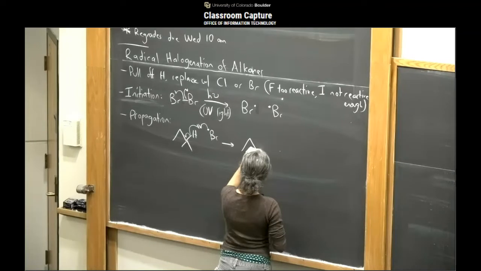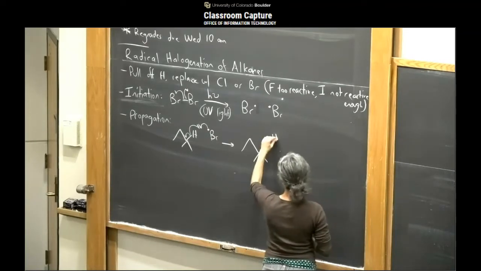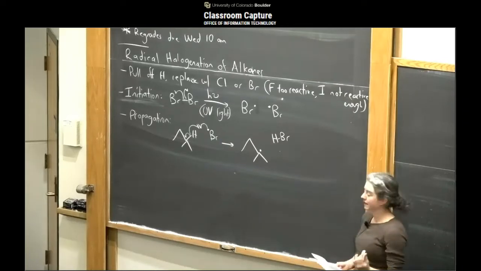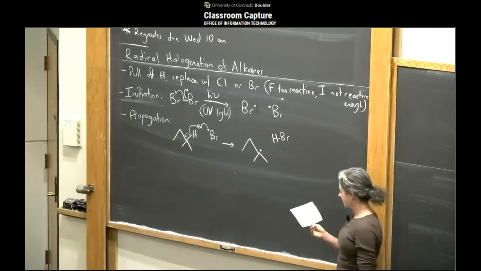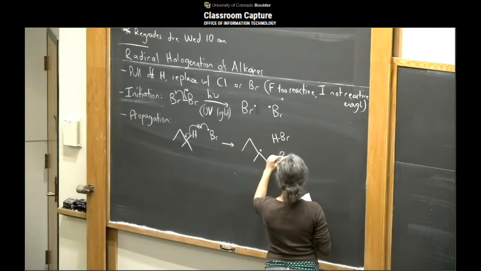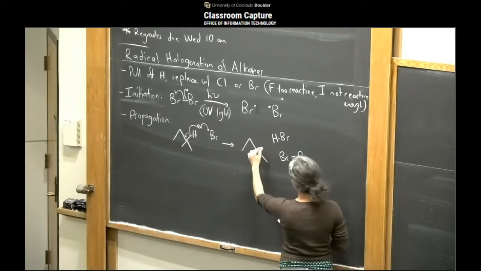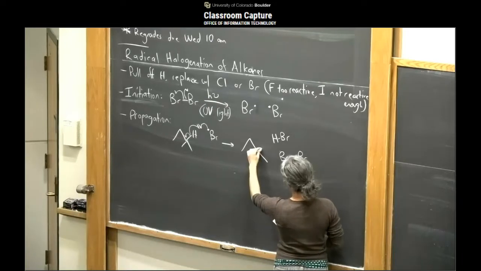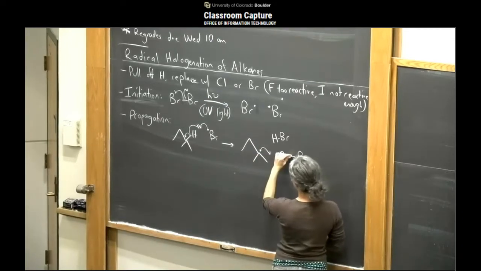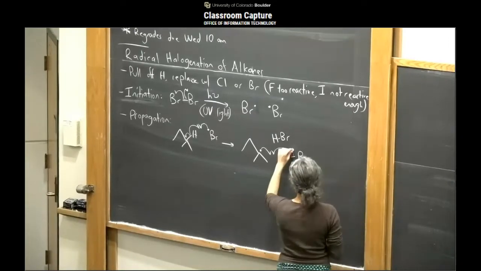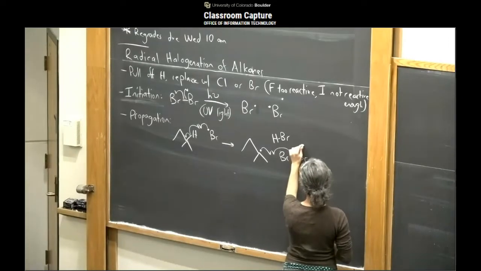Okay, so that gets us that, and that generates a waste molecule of HBr. And then the radical that we've just created goes on and does the same thing, chips in one electron to a bond, the Br-Br bond brings the other electron, and then the leftover stays with the other bromine atom.